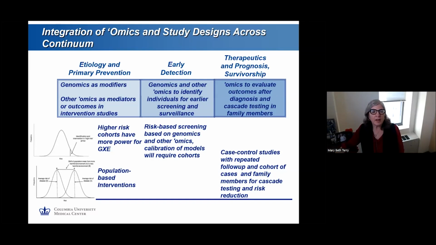And then finally, I would argue that case control studies may be very useful for understanding how therapeutics and prognosis change after a diagnosis. You can think about collecting both tumor tissue as well as repeated measures of blood and urine after the diagnosis to understand how environmental chemicals affect therapy, treatment, and prognosis. It would also allow an opportunity to do cascade risk reduction with family members.